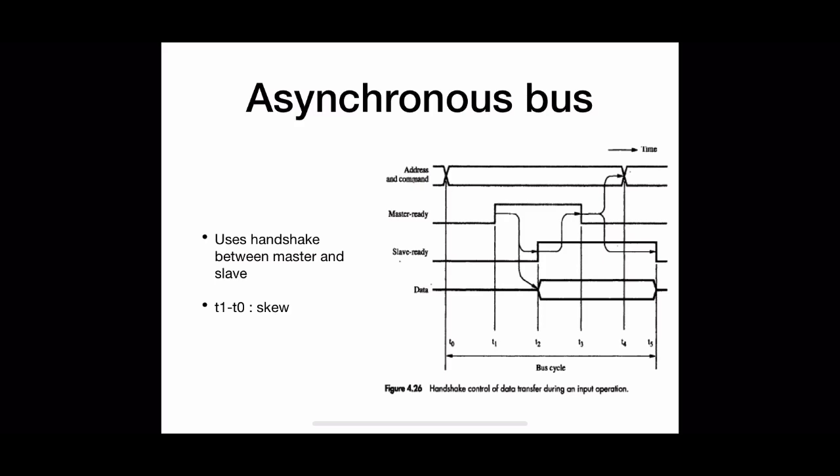So what is actually a skew? Skew happens when two different signals transmitted simultaneously from the same source arrive at the destination at different times. This usually happens because different lines on the bus may have different propagation speeds. So there should not be any situation in which the master ready signal arrives at a device ahead of the corresponding address and command information. So obviously this delay, that is t1 minus t0, should be greater than any possible skew in the lines.